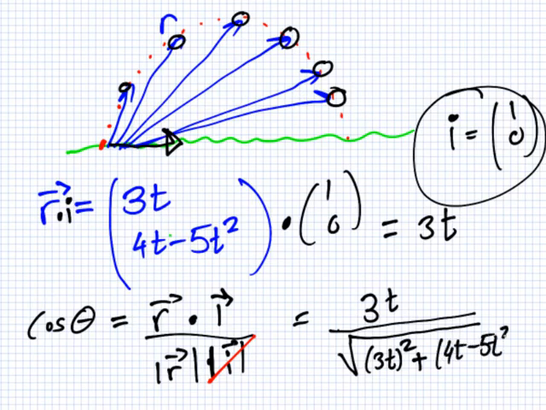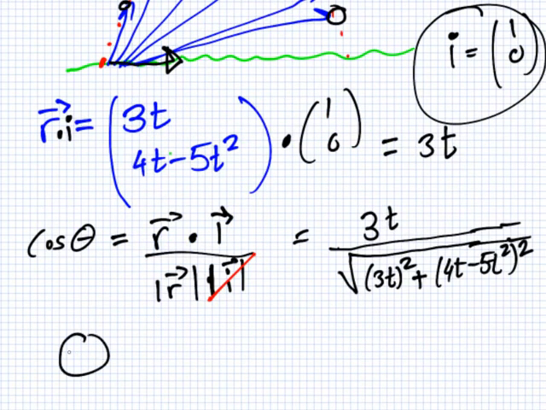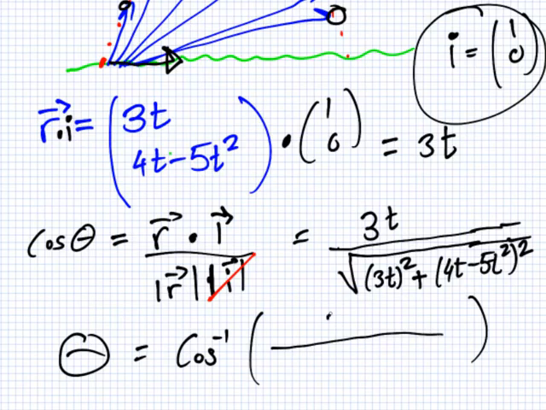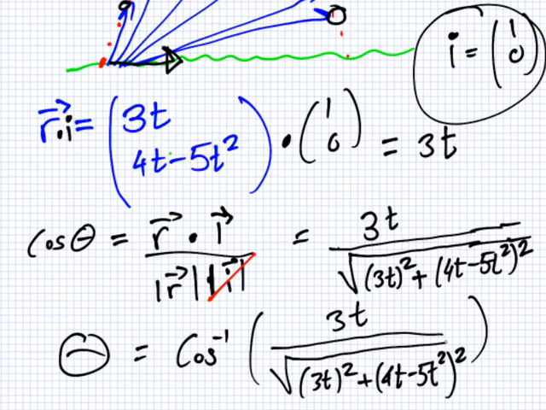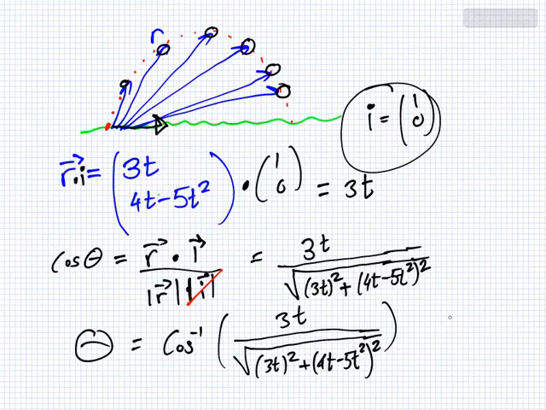R over speed. Thank you, Tekin. 3t. So on the top you have 3t, and then on the bottom you have the square root of (3t) squared plus (4t minus 5t squared) squared. So if you wanted to know the angle at any time, it would be cos inverse of this. So this is a formula to give you the angle with the ground at any time.